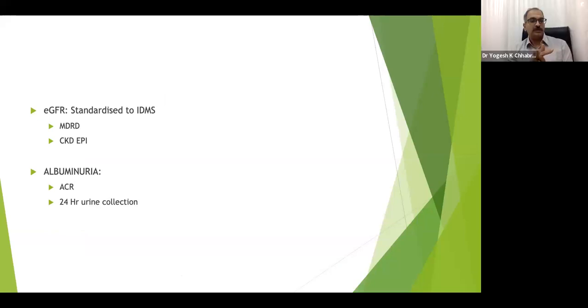But the most important thing we are talking about is eGFR, which we used to miss previously. There are two important formulas by which we calculate this estimated GFR. One is MDRD, second is the CKD-EPI formula. Right now, as per the KDIGO guidelines, the recommendation is to go by the CKD-EPI formula. Also, we calculate the albuminuria by albumin creatinine ratio.